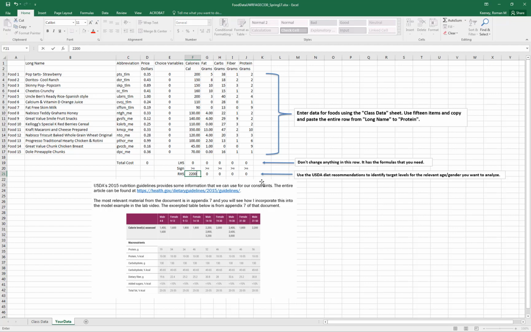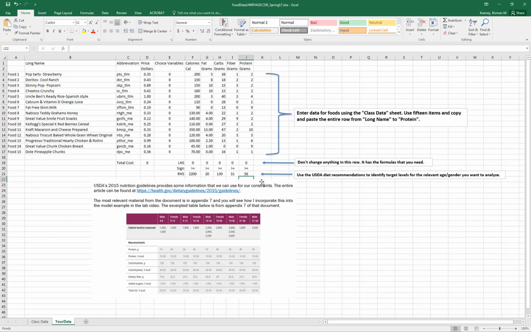my right-hand side values. So 2,200 calories is going to be the minimum. For fat it says 20 to 35. Let's just go with 20. You make whatever choices you want. For carbs it said 130 grams. For protein it said 56 grams. For fiber it said 30.8. I'm just going to put 31. And then for protein it said 56 grams.